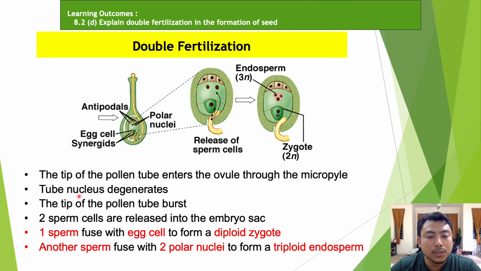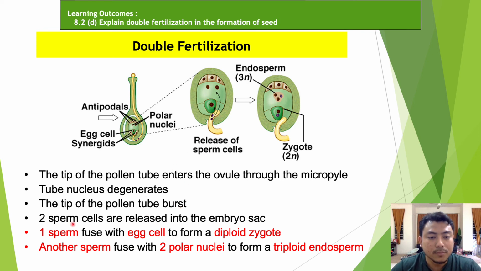The tube nucleus will later degenerate. Yang tube nucleus tu kan ada dekat depan tu kan. Seperti ada satu nucleus dekat depan tu. The function of that tube nucleus is the one that will produce this pollen tube. Okay, so then the tip of the pollen tube will burst. The tube nucleus just now degenerates, dia akan musnah dengan sendirinya. The tip of the pollen tube will burst.